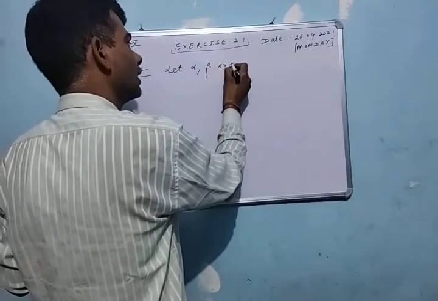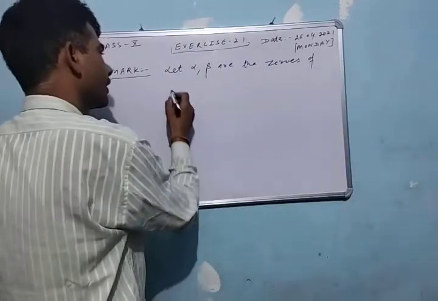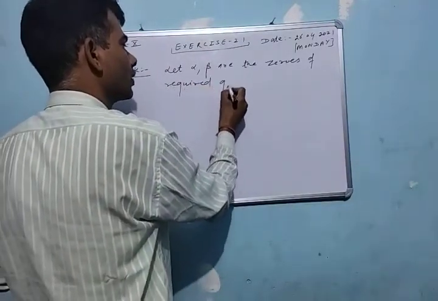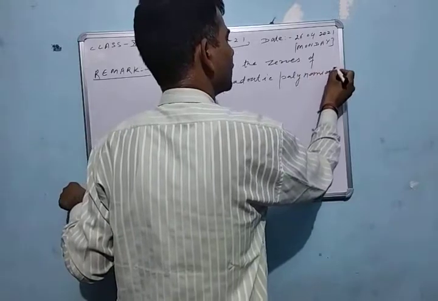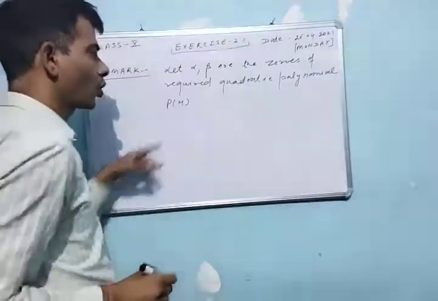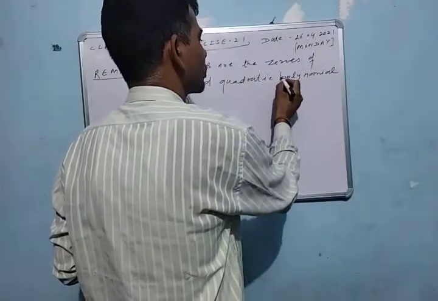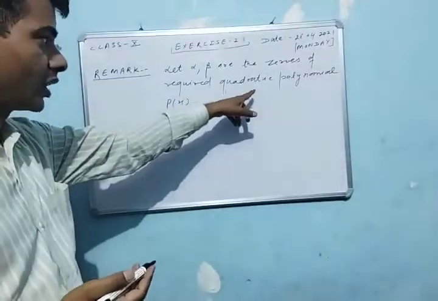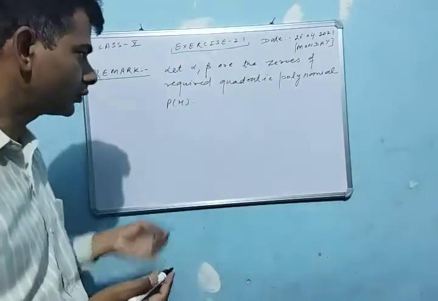Let alpha and beta be the zeros of the required quadratic polynomial p of x. Student, it is a quadratic polynomial, so there will be two zeros. In a cubic polynomial there are 3 zeros, in a biquadratic polynomial there are 4 zeros. We have to make a quadratic polynomial, so alpha and beta are the 2 zeros of the quadratic polynomial p of x.